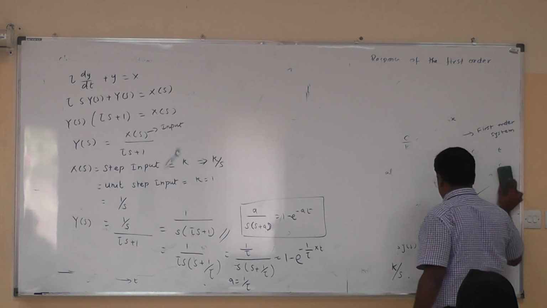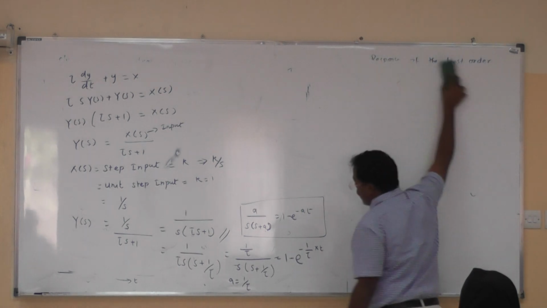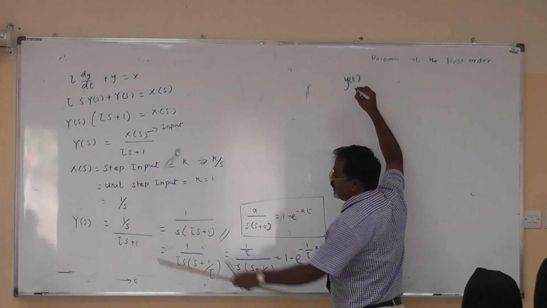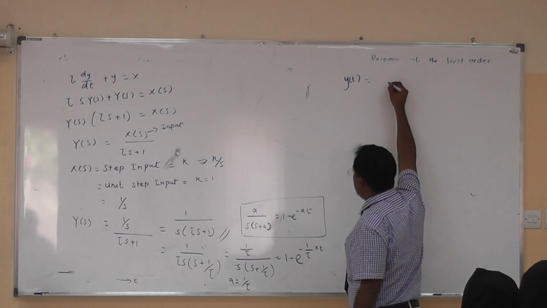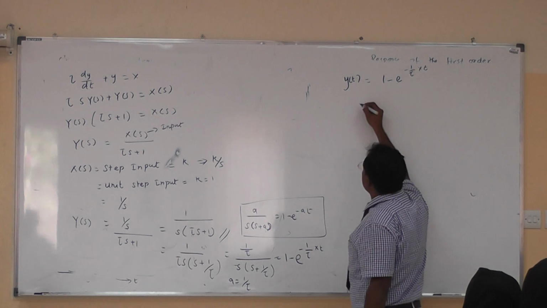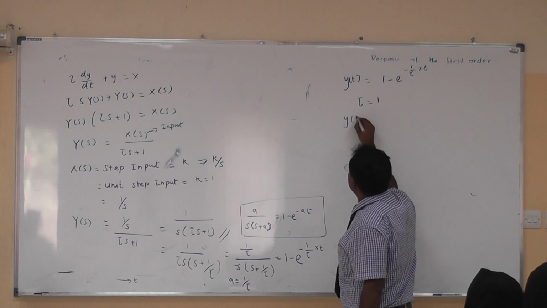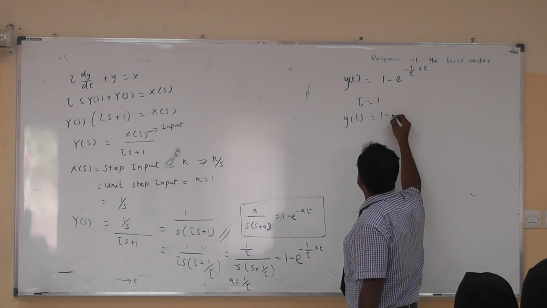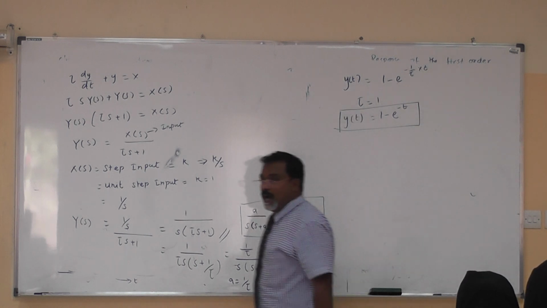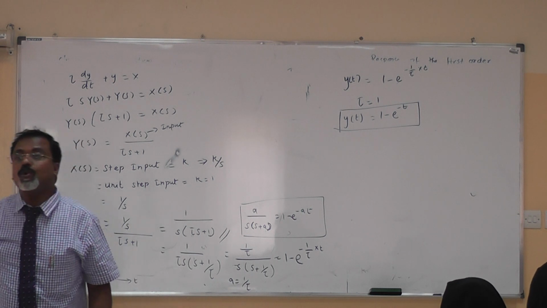Now again, I don't know the time constant, so I am assuming. The equation is y of t, not y of s. Earlier y of s, now y of t equal to 1 minus e power minus 1 by tau into t. I don't know tau, so again I am assuming tau equal to 1 unit. Then the equation becomes y of t equal to 1 minus e power minus t. This is the equation for a first order system with respect to unit step input.